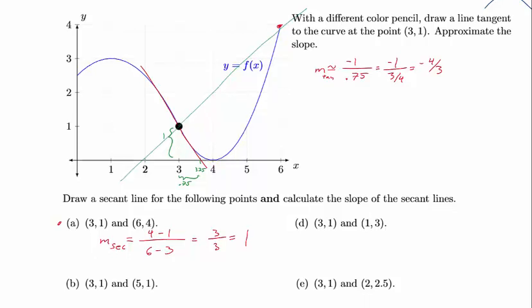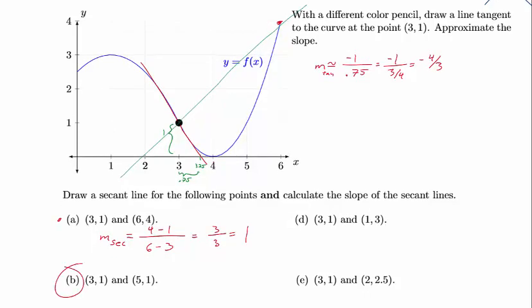So let's go ahead and look at the next point right here. 3, 1, and 5, 1. So we plop our second point right here, 5, 1. And then we draw our secant line between these two. Okay, that's a straight horizontal line. That should be visually obvious as well as when you look at the coordinates. And so it's going to have a slope of 0.